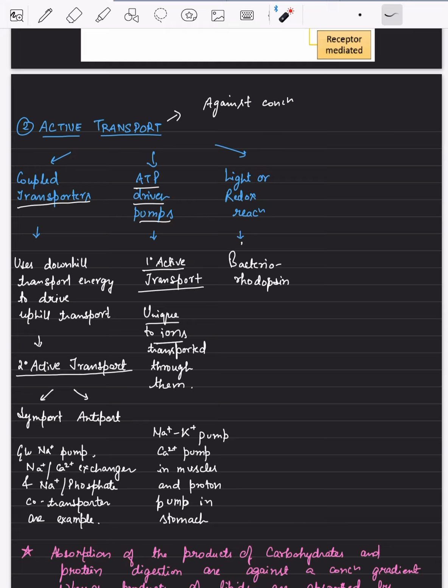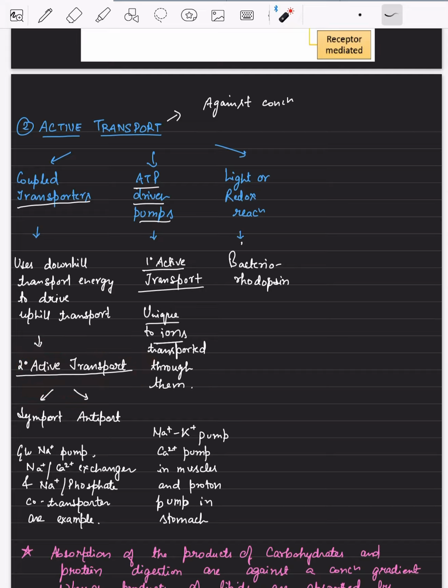Whereas this coupled transport uses downhill transport energy, right? It could be of two types, symport and antiport. When two things are transported in the same direction, that is symport. If in the opposite direction, that is antiport. Examples are the glucose sodium pump, sodium calcium exchanger, and sodium phosphate co-transporter, which are well-known examples of the coupled transporter or secondary active transport.